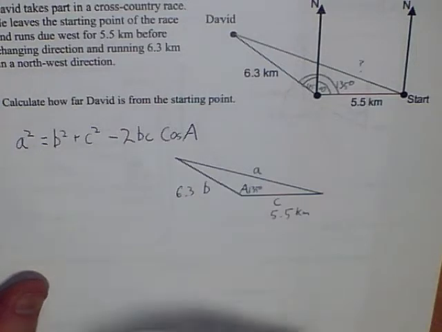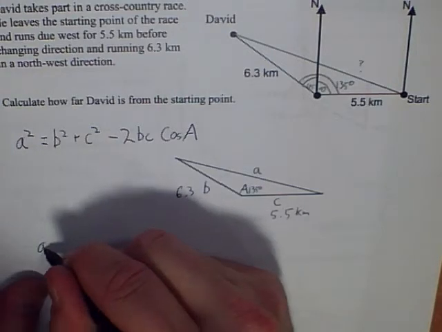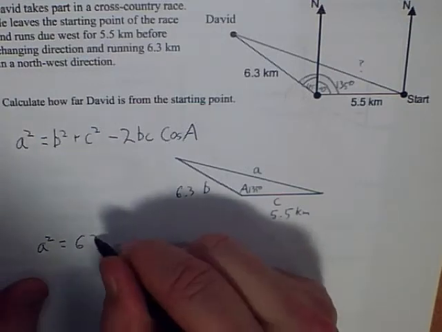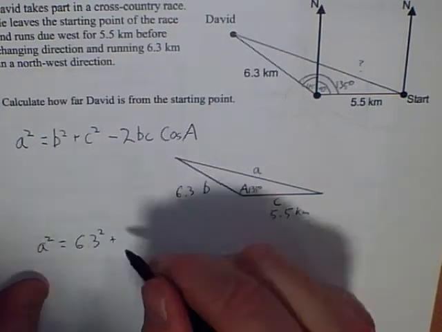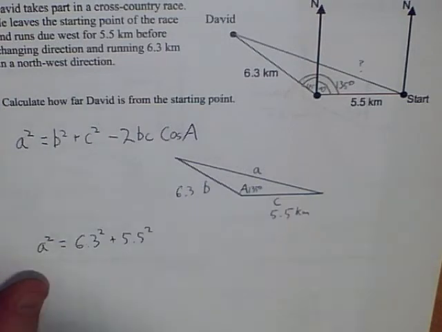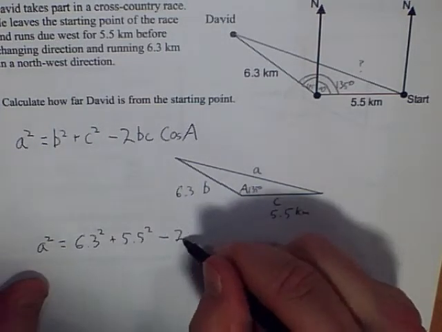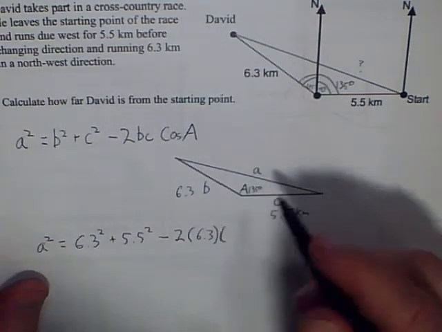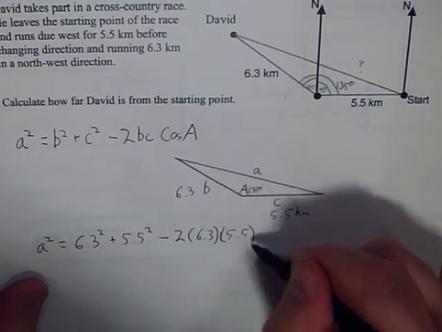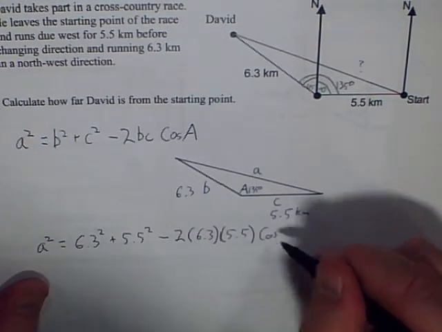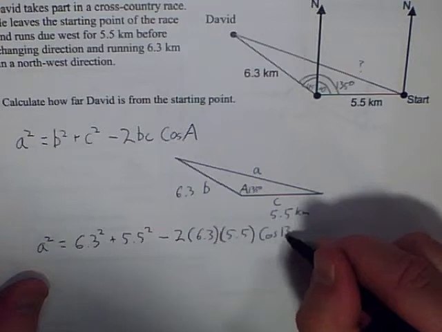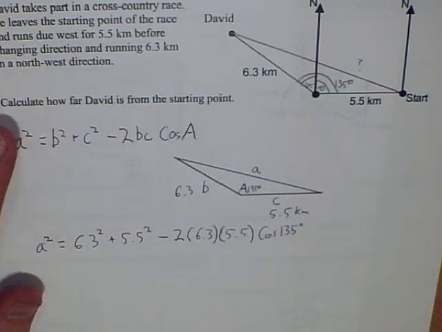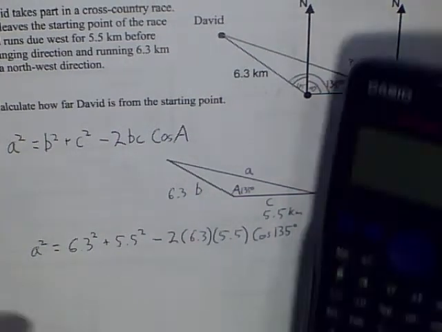Actually, I've got all my information that I can put into the formula. So a squared equals, okay, b squared, so that's 6.3 squared, plus c squared, so that's plus 5.5 squared, minus 2 lots of 6.3 times 5.5 times cos of, in this case, 135 degrees. These are all just numbers. I can work out what a squared is. Okay. All I need is my calculator and to be very careful with inputting it.